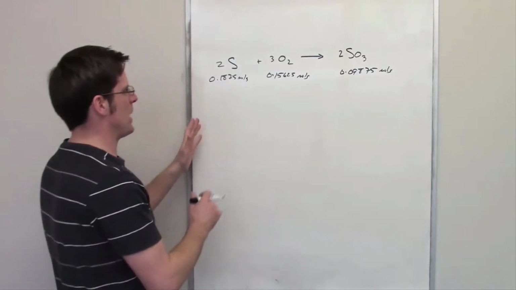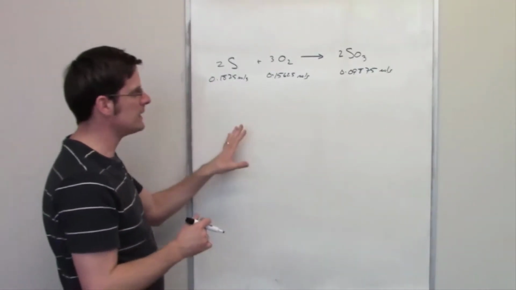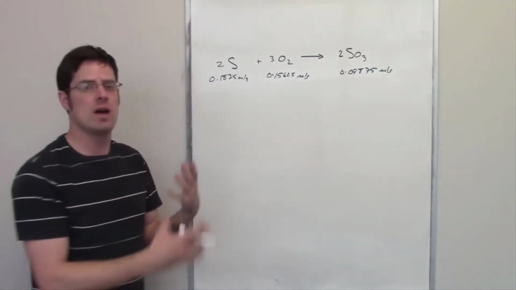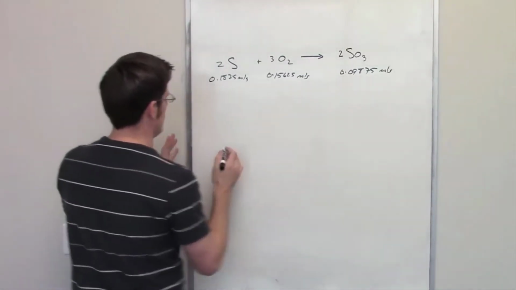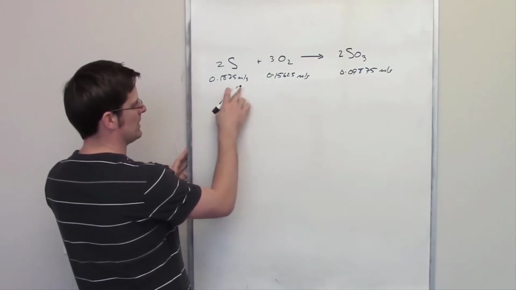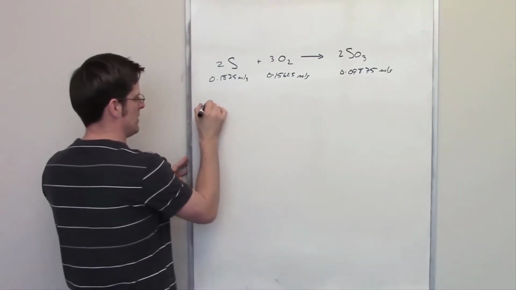Let's go ahead and pick one of these reactants. And I honestly don't care which one I pick. It doesn't matter. I'll go ahead and pick sulfur because I read left to right. So we'll go ahead and pick sulfur. So here's what we're going to do. We have 0.1875 moles of sulfur. So I'm going to write down this question.